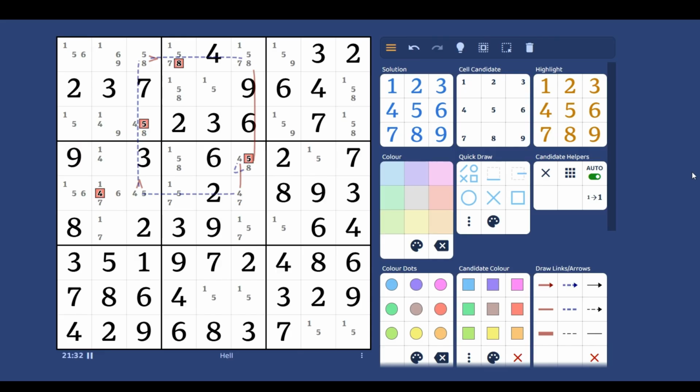And this is possible because we have an even number of nodes. So when this happens, it is called a continuous loop. And with continuous loops, we could say that any candidate that sees two nodes on a loop can be eliminated. So for example, this 5 sees both this 5, which comprises one node in the loop, and this 5, which comprises another node in the loop. Therefore, we can go ahead and eliminate it.